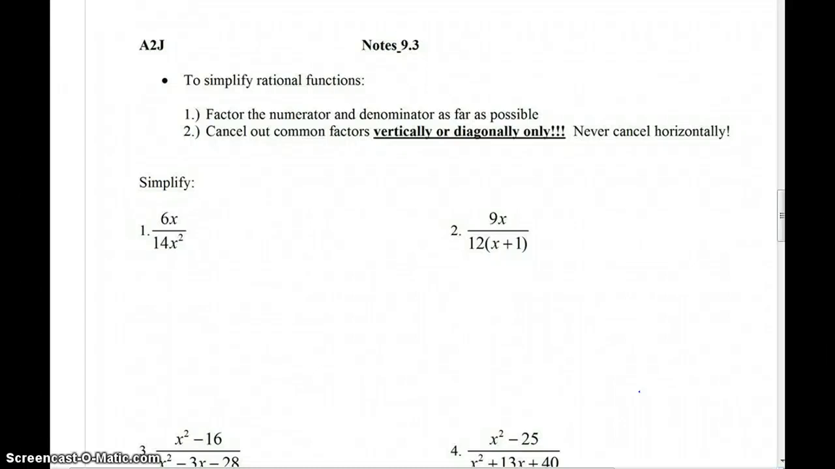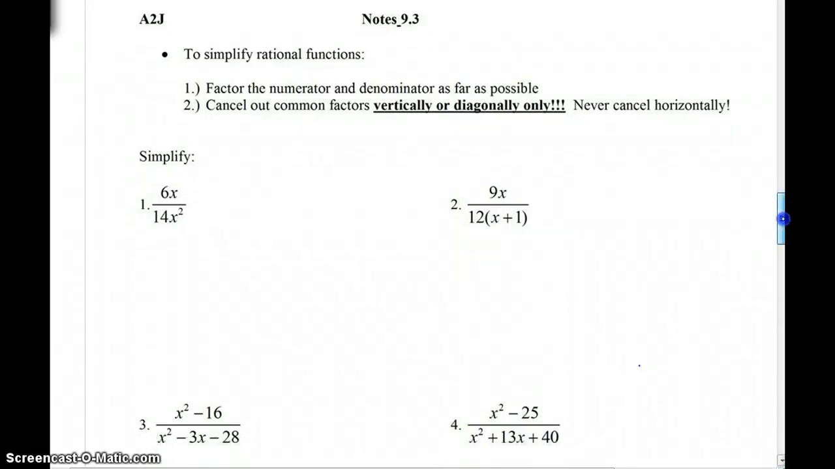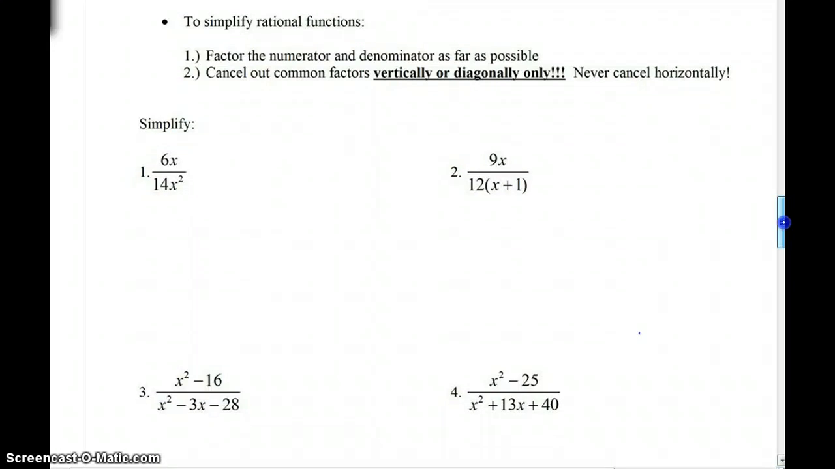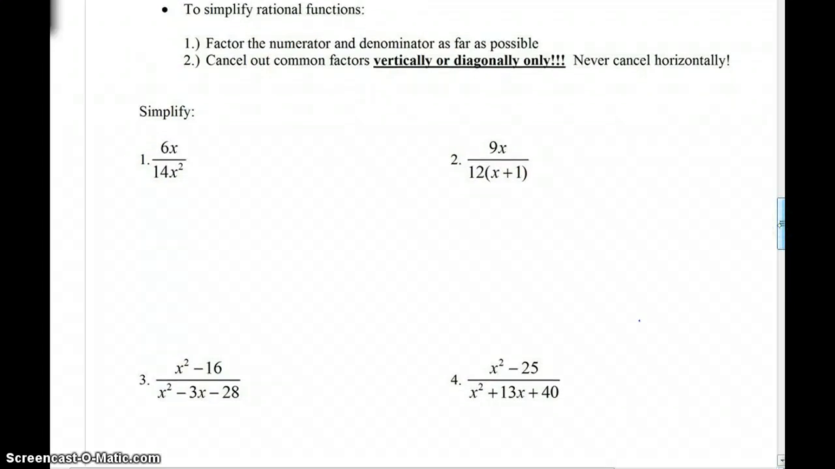Lesson 9.3 is going to involve simplifying rational expressions. Basically, two ideas. First, we're going to factor the numerator and denominator as far as possible. Then we're going to be able to cancel factors out. We can cancel vertically or diagonally. We'll speak about that in a moment.